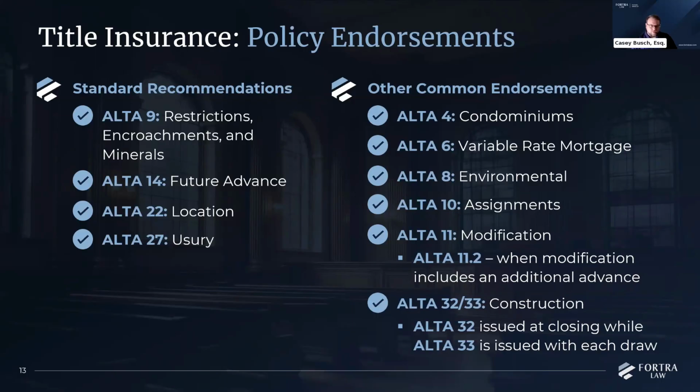Other common endorsements: the ALTA 4 is pretty common, and actually ALTA 5 too for HOAs, but ALTA 4 for condominiums is very, very popular. Variable rate mortgages, again, if you're doing adjustable rates in your loan, you want to get an ALTA 6. Environmental, actually ALTA 8, we get a lot of requests for ALTA 8. So if that's something that you're into for the environmental issues, you can get that with the standard policy if you'd like. There's really nothing holding you back on that.